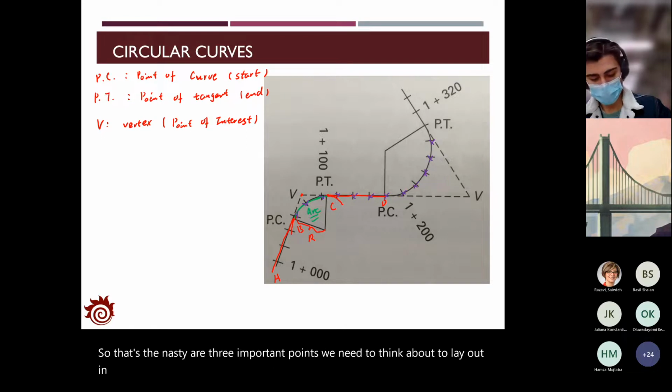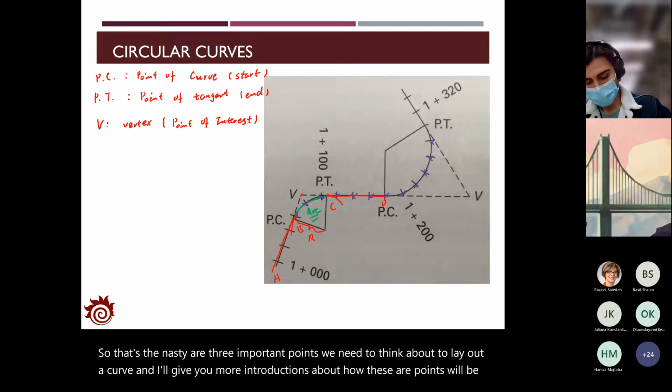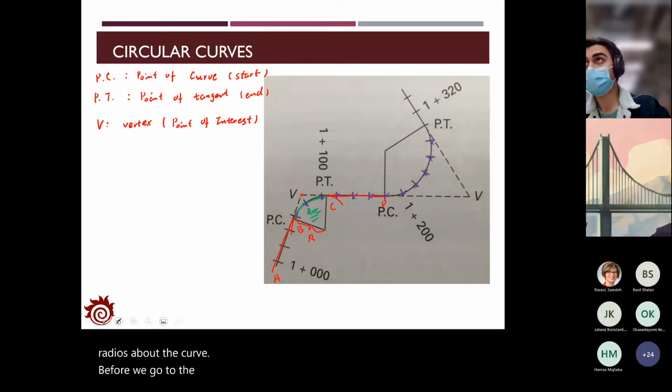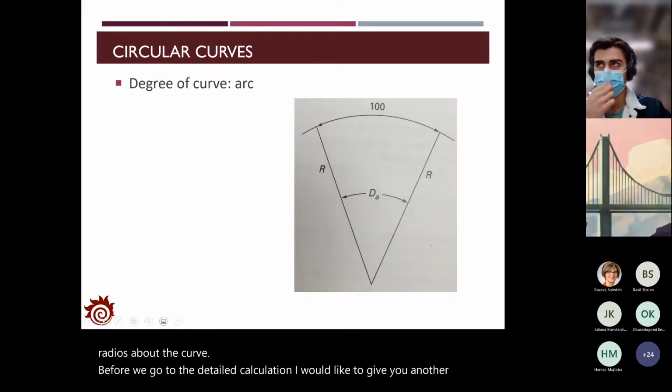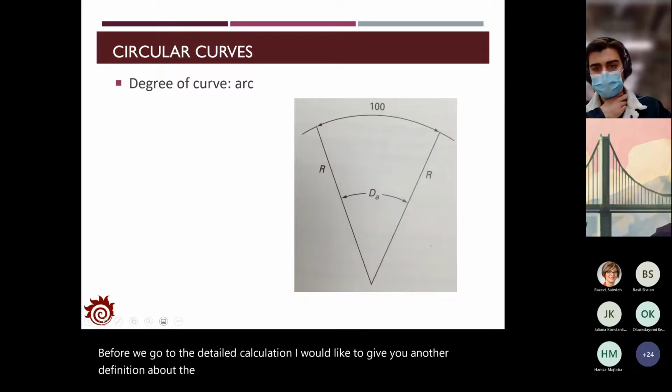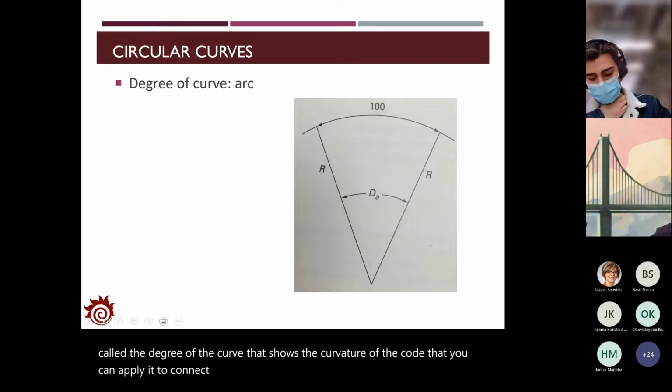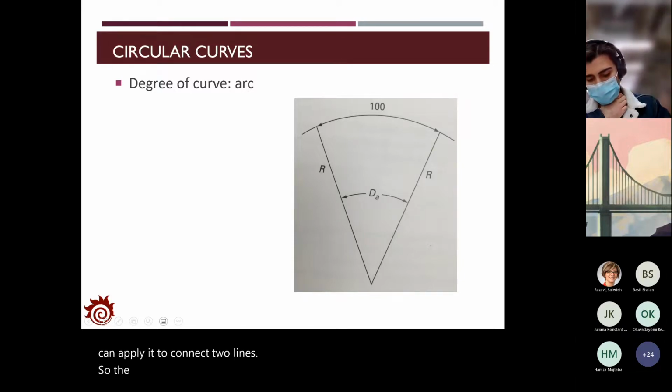And I'll give you more introductions about how these points will be applied to calculate the length of the arc, to calculate the values of the radius of the curve. Before we go to the detailed calculation, I would like to give you another definition, another variable to measure the curve, which is called the degree of the curve. It shows the curvature of the curve that you're going to apply to connect two lines.